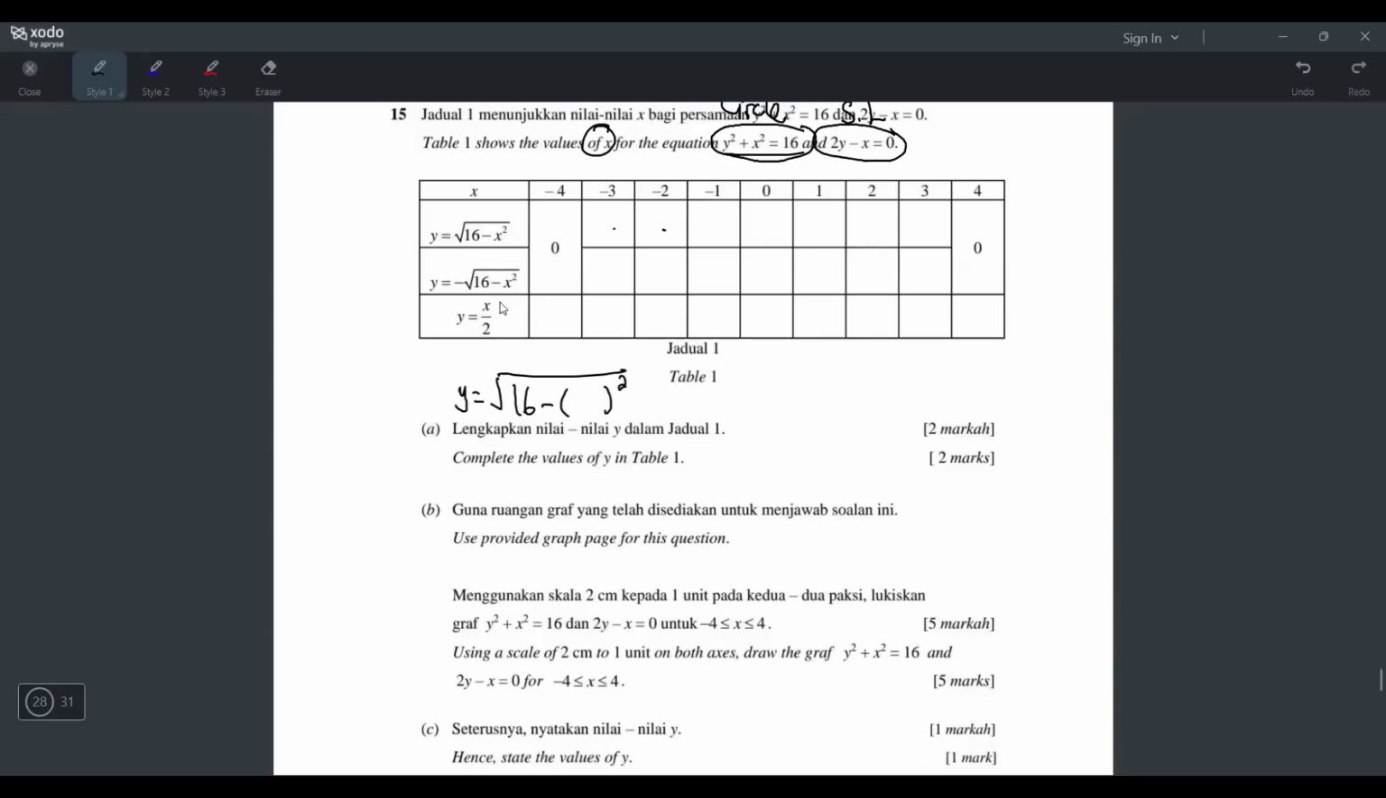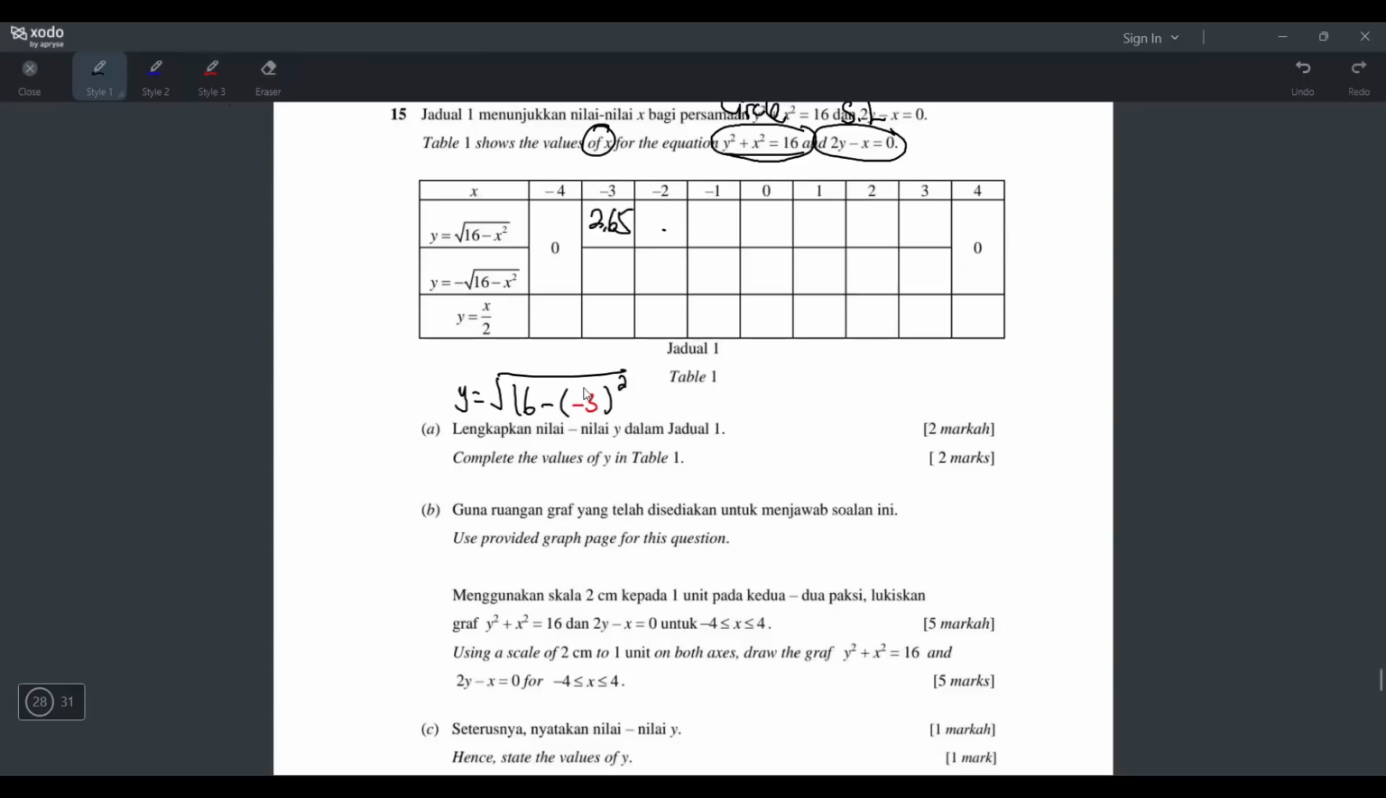So let's put in negative 3 here. So now it becomes 16 minus positive 9. Use calculator lah. Yeah, 16 minus 9, and then square root answer. So what's the answer here? Okay, write in 2 decimal places, because later you have to plot these points, right? So when you plot a graph, you should always write 2 decimal places, right? So this one is 2.65.